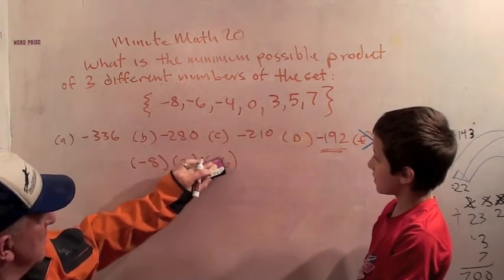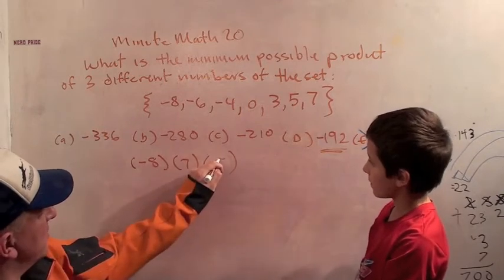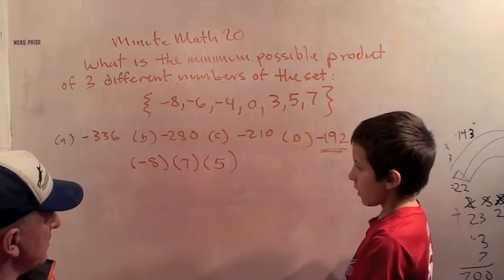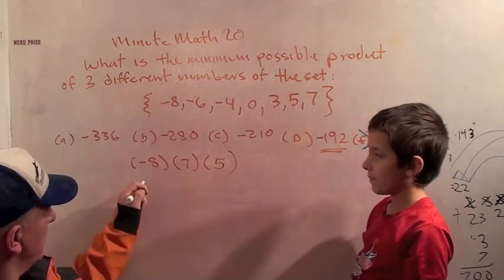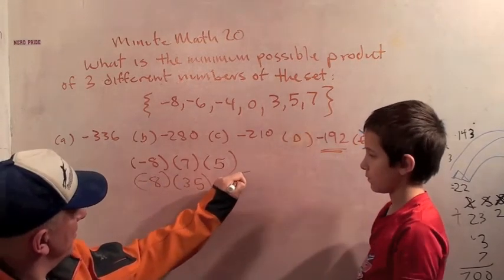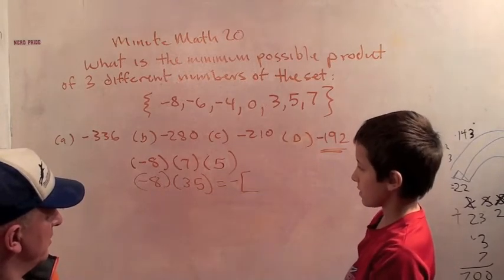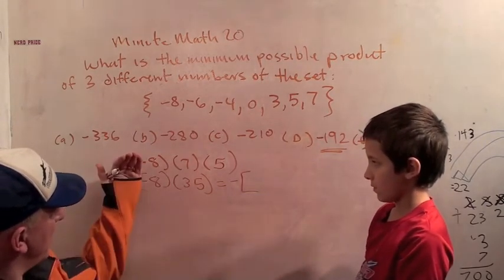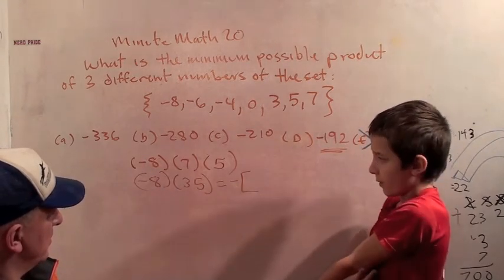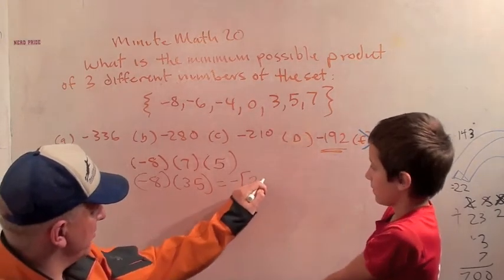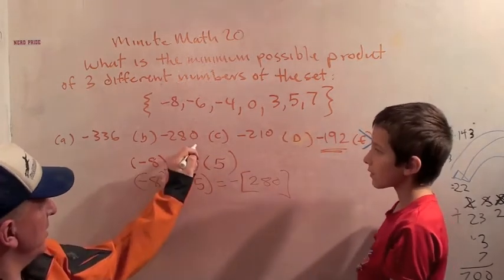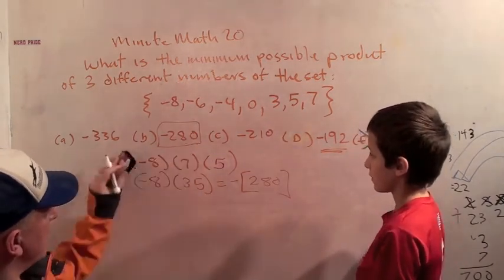We could do -8 times 7 times 5. Ooh, -8 times 7 times 5. Okay. So how do you want to multiply this up? Well, it's -8 times 35. Okay, -8 times 35, which is minus 8 times 35. So what's 8 times 35? It's going to be 240 plus 40, 280. Okay, so this is -280. That's pretty small. Is that smaller than -192? Okay, awesome. All right, so but it's not the smallest number.